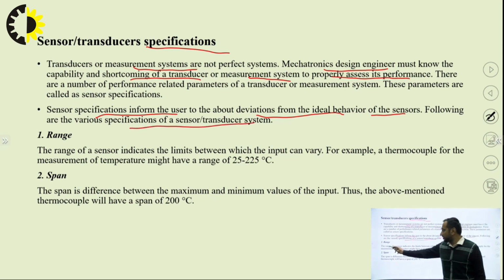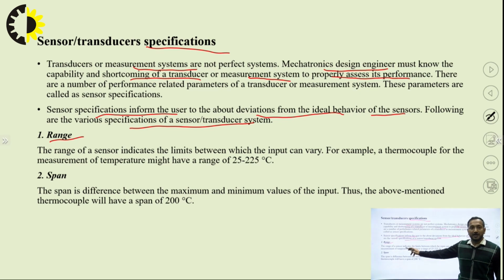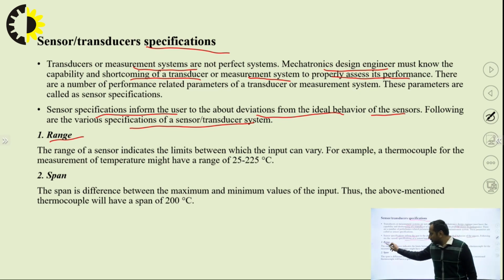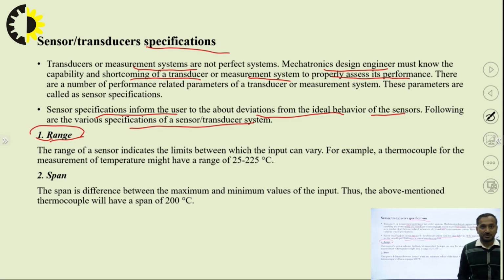So first is range. The range of a sensor indicates, and this is the terminology which you all need to remember, and in an exam it can also be asked. ये exam में पूछी जा सकती है कि range क्या होता है and span क्या होता है in a 2 marks question in AKTU examination. All right.